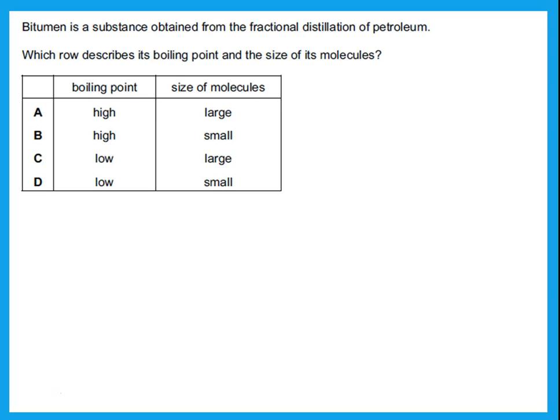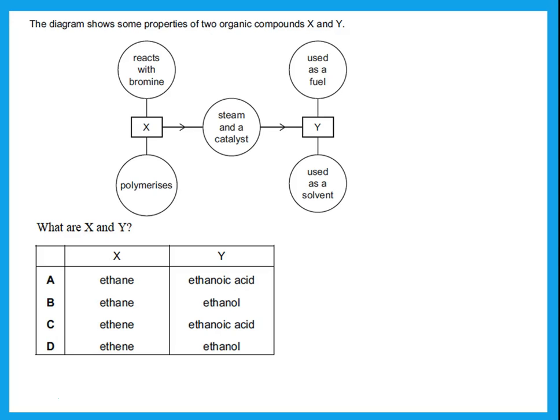Bitumen is a substance obtained from the fractional distillation of petroleum. Which row describes its boiling point and the size of its molecules? Remember, in the fractionating column, where is bitumen? It's at the bottom. And we said the things at the bottom have high boiling point or low boiling point? We said high. And when something has a high boiling point, will it have a large molecule or a small molecule? It's a large molecule. So bitumen is at the bottom, it has high boiling point, and it is large molecules.